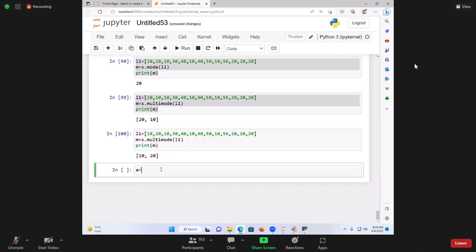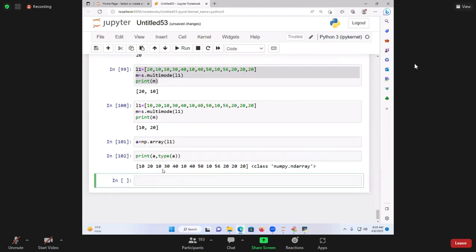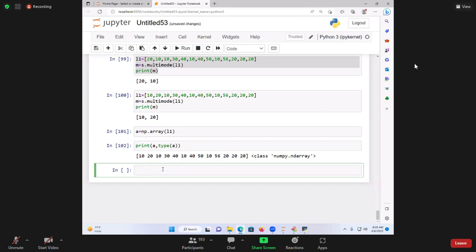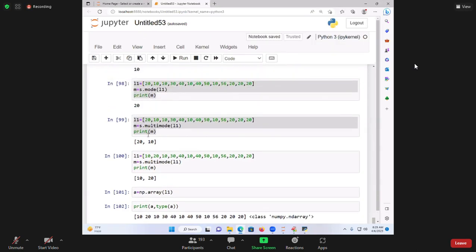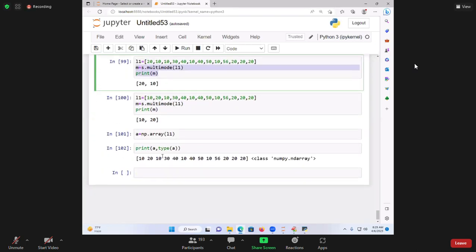You say A is equal to np.array of L1. Print A, comma, type of A. What is this called? Come on to the point of it. 10, 20, 30, 40 here. And the next is called numpy.ndarray. Now I want to find out the same data here. Now I want to get it. M is equal to, I will get it here.